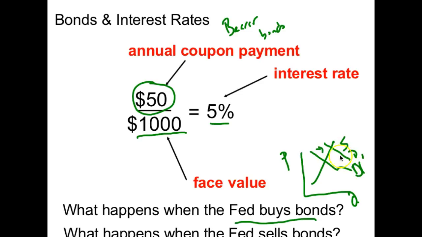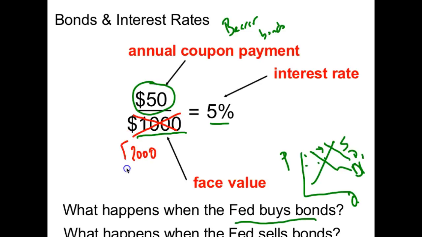So the price of bonds goes up. That resale price goes up. So interestingly, it doesn't change the face value, and it doesn't change the coupon payment, but it changes the interest rate, because although the face value still says $1,000, the person who owns the bond now didn't pay $1,000 for it. They might have paid, say, $2,000 for it.